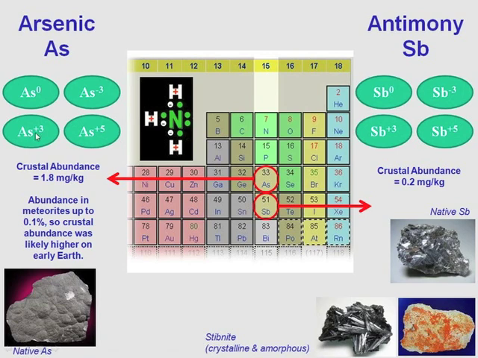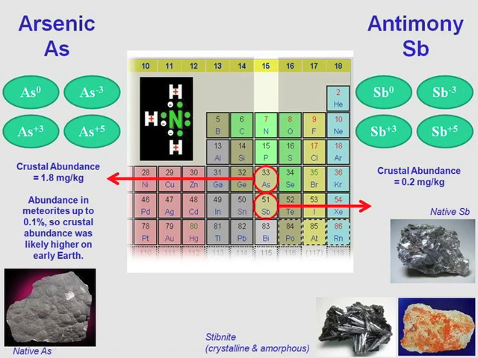So in the case of arsenic, we're talking about arsenite, the +3 redox state, and arsenate, the +5 redox state. And then in antimony, we have antimonite, +3, and antimonate, +5. You can see here the relative crustal abundance of the two elements. Arsenic is the more abundant element in the Earth's crust. The crustal abundance of arsenic is low. It's about 1.8 milligrams per kilogram.